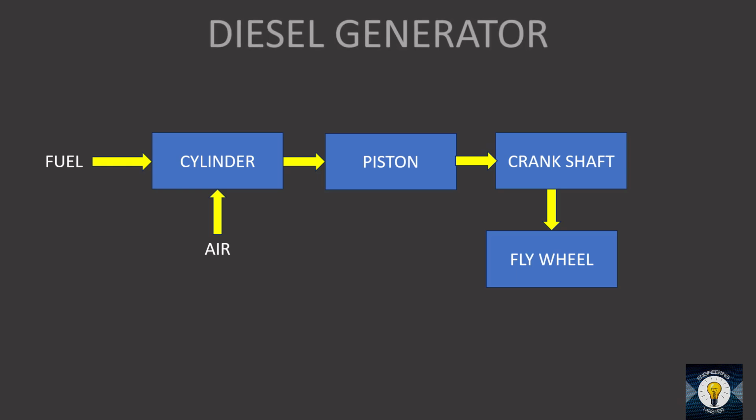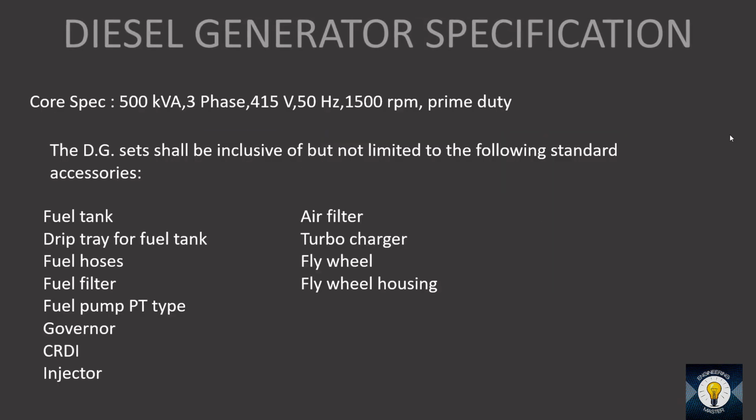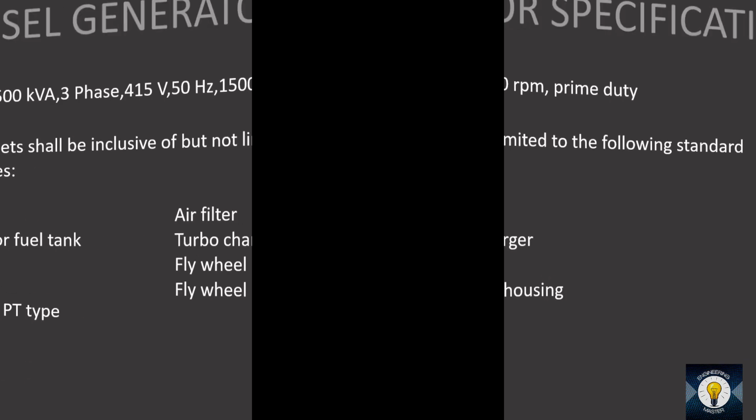Crankshaft will convert linear motion of the piston to the rotatory motion. A flywheel and flywheel housing is attached to the crankshaft. So I am adding flywheel and flywheel housing to the specification.